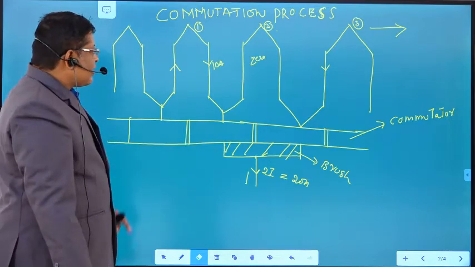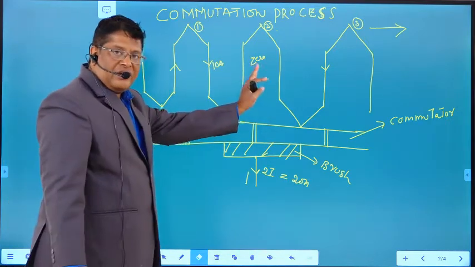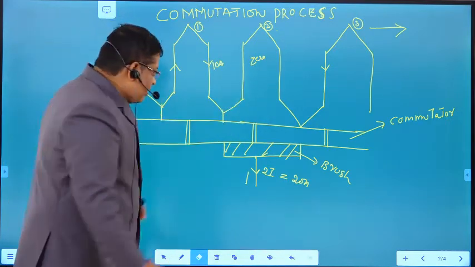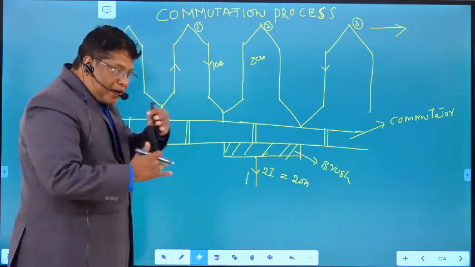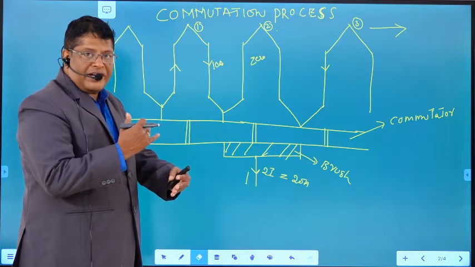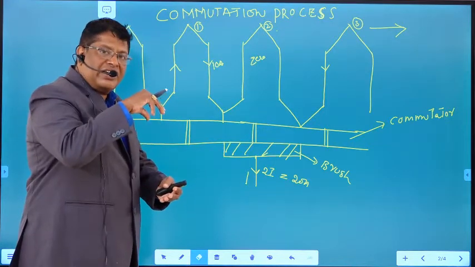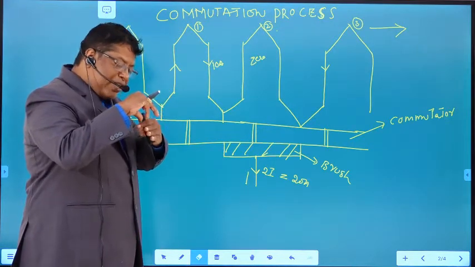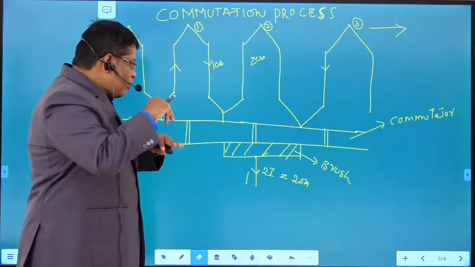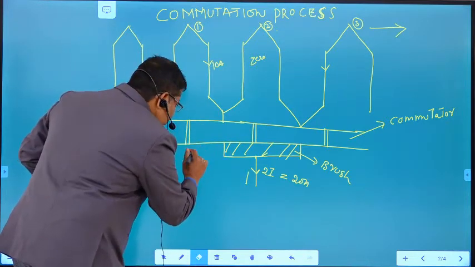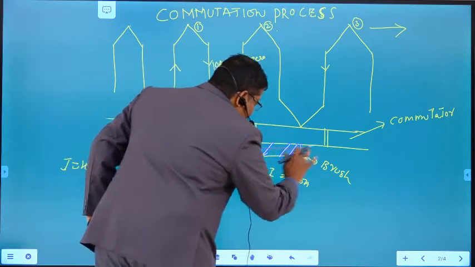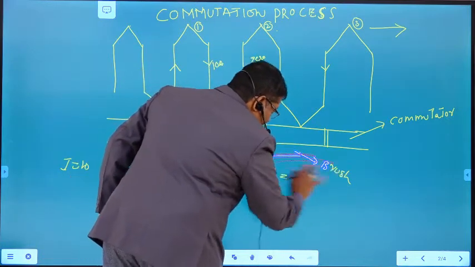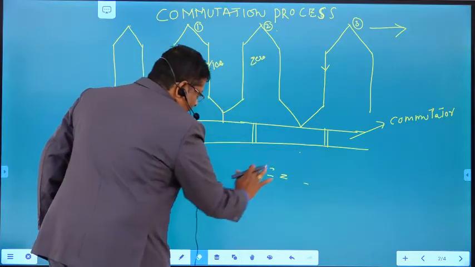Right? The second case: when the armature is rotating, the position of the brush also will be moving on the commutator, because the commutator is moving. The commutator is moving, the brushes are resting, they are fixed. When the commutator is moving, now the position of the brush comes to this area. That we are taking as the second case.